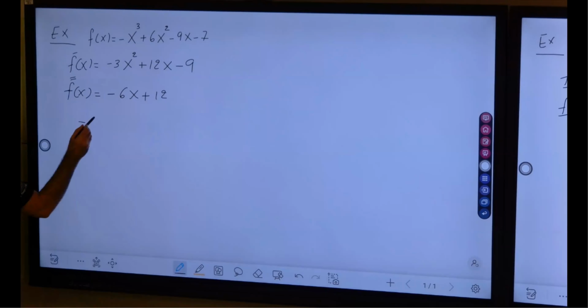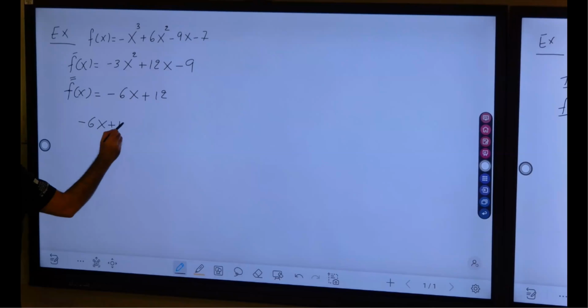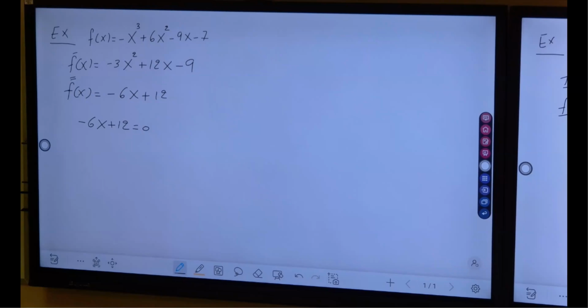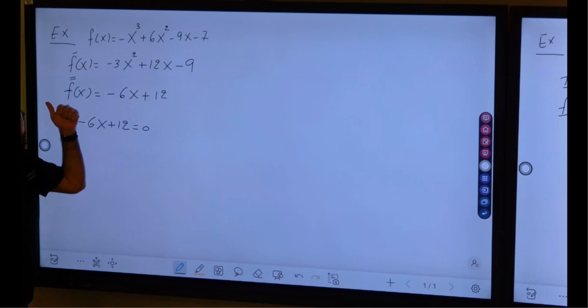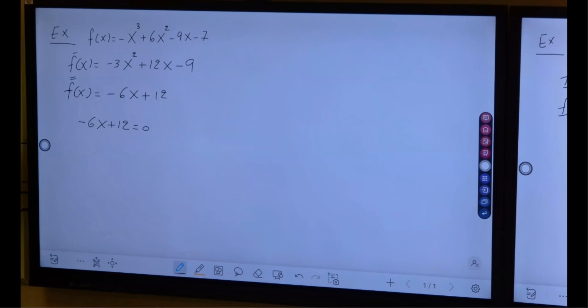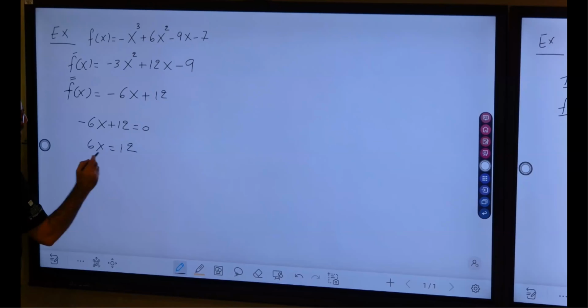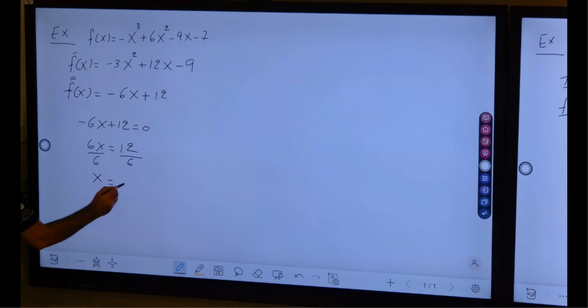Now set the second derivative equal to 0. I'm telling you, you have to know what you're doing, because you can have the first derivative test and the second derivative test in the next section. From the first derivative, you're going to find increasing and decreasing. From the second derivative, you're going to find what? Concave up and down. Okay? So setting it equal to 0 means 6x equals 12, so you divide 12 by 6, and x equals 2.